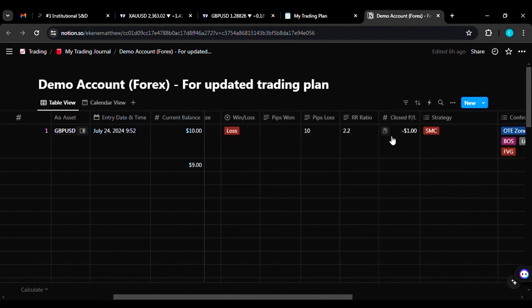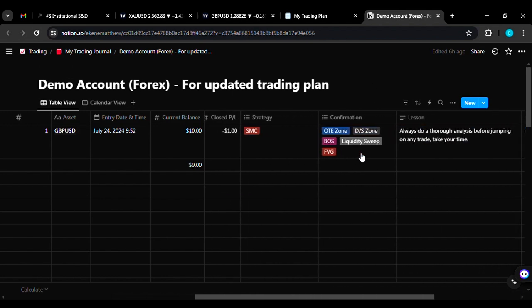So on GBP USD, I risk $1. Since it's a $10 account, you can see current balance $10. Then I lost $1, then we have $9. So this is my journal, in case you might be wondering what this is.